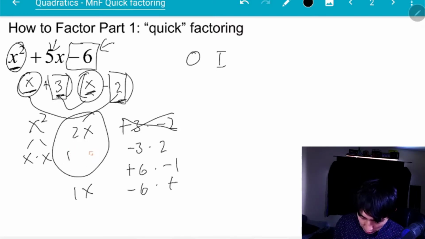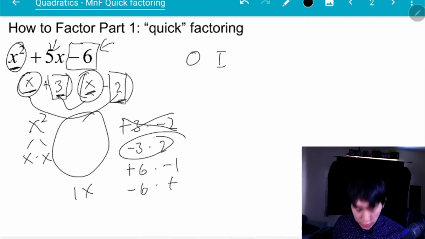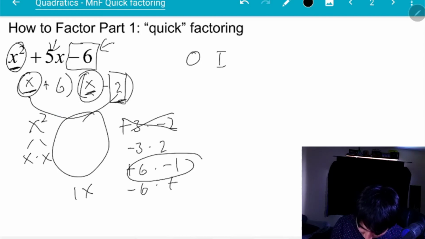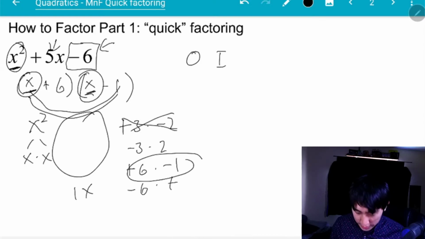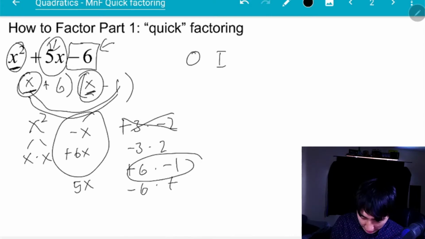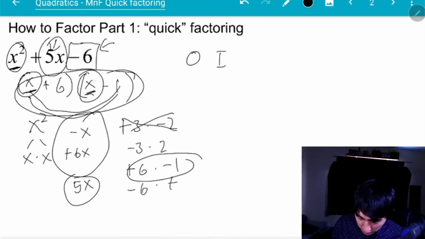So now we try another one. I know that if I'm adding these two up, it's not going to work. So I'm just going to jump right to this one. We're going to try this out instead. So this is going to be plus 6 and minus 1. So now we do our OI test, our outer inner. We're multiplying x and negative 1, so we get negative x. And 6 and x, we get plus 6x. So negative x plus 6x, that's 5x. So it's like saying 6x minus 1x, which is just 5x. And hey, look, that's the one we want. So that's how we know this is our final answer.